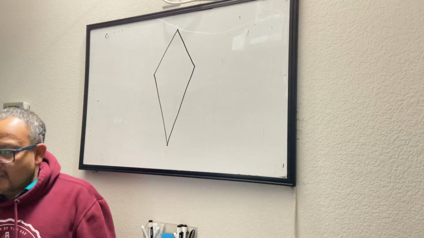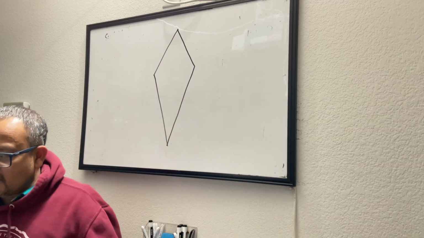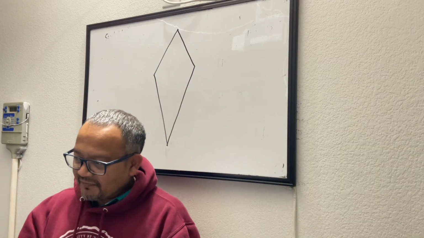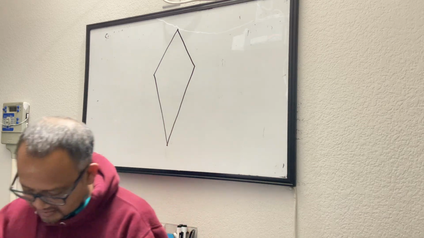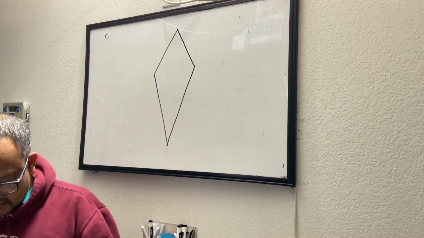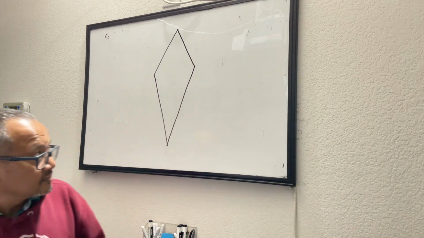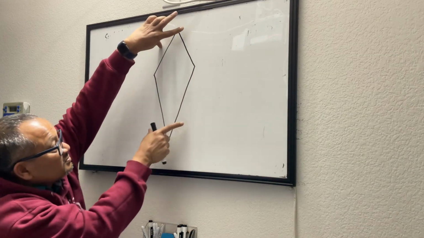Right, yeah. So here, Yavid, what is your definition of a kite? A kite has two sides the same length and the other two sides are the same length.